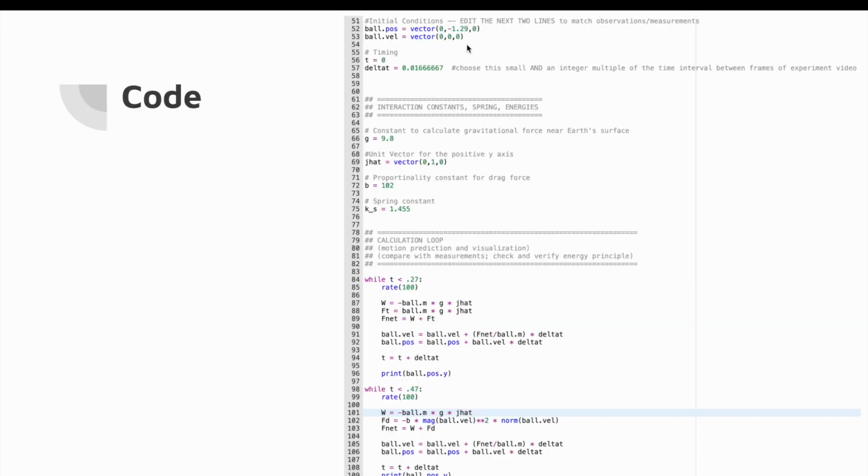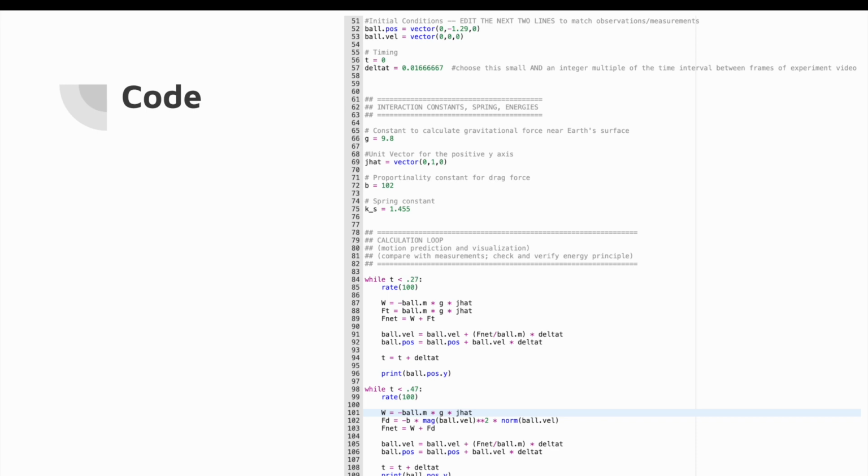Okay, so here's my code that I will be using to model what happened there. We have the initial ball position and ball velocity, that's its initial velocity. And you can see the constants we use: gravity, J hat to show the direction that the ball is falling in, b, which is our drag force constant, and then the spring constant, which is k.